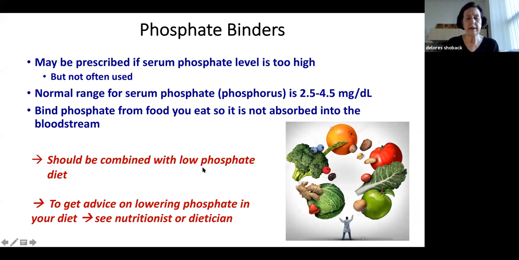So we always combine it with the low phosphorus diet, because if you don't, you can just raise the phosphorus from what you're eating. And I think it's a very good idea to talk to a nutritionist or a dietitian if your phosphorus is high and you want to modify your diet. It's a good idea to talk to a professional because it's not the easiest thing to fix just by having fewer hamburgers or something.